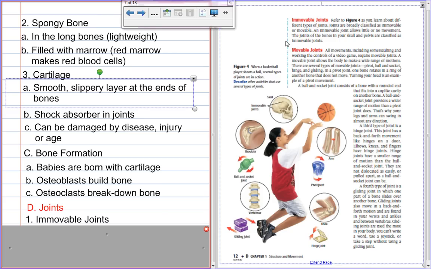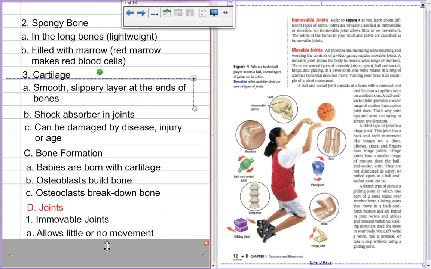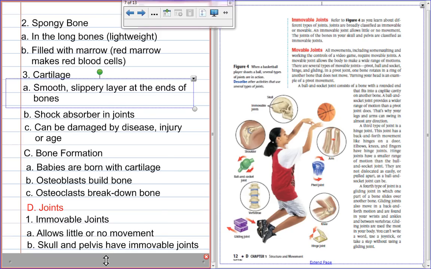So remember, we've talked about as an infant, your skull was different bones. And if you've seen on the Anatomy for Kids game on the tablets, you have different parts of your skull. You have your parietal bone and your frontal bone. So those are the different bones in your skull that are connected by immovable joints. So we know that an immovable joint allows little or no movement, and that the skull and pelvis have immovable joints. They are not solid bones.